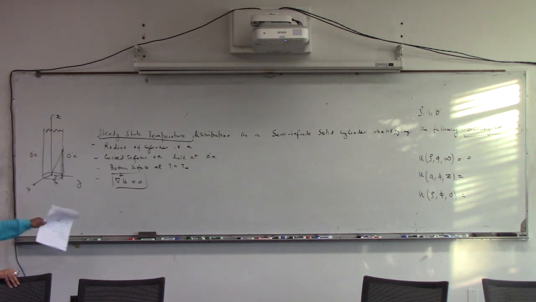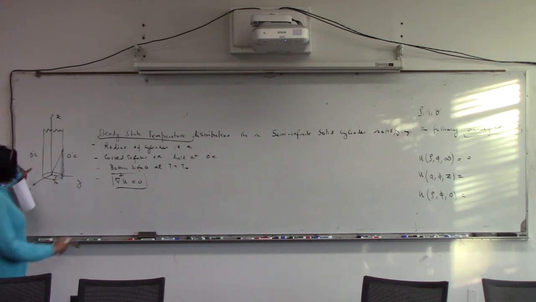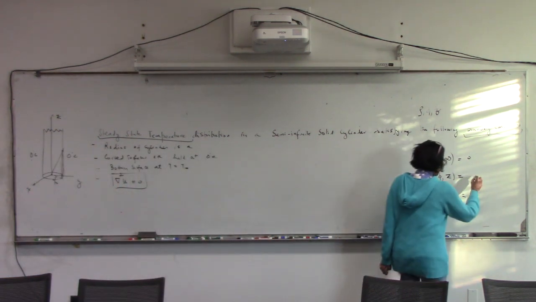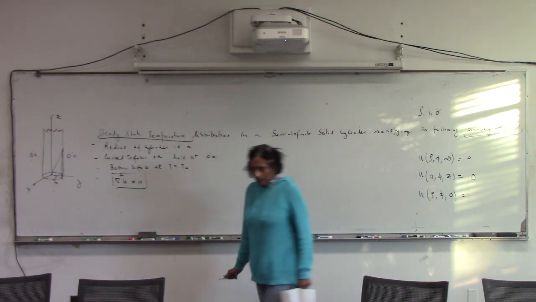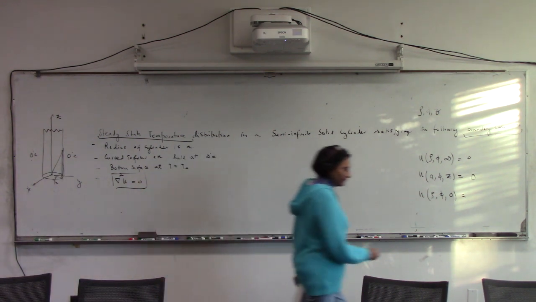Because the important thing is to identify the boundary conditions first correctly. Rho equal to A means what? It's on the edge, on the surface of the cylinder. So we are saying it is held at 0 degrees. So I'm going to put that as 0. And rho at z equal to 0 is the bottom of the cylinder. It's at T naught, right?